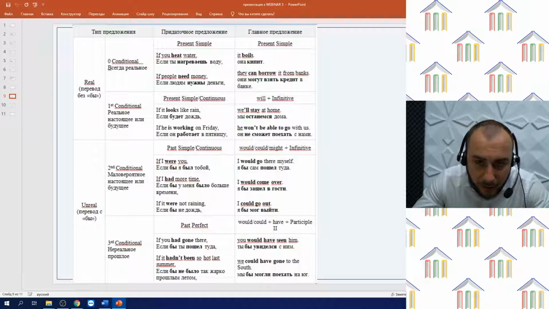If people need money, they can borrow it from banks. In first conditional we use in dependent clause present simple continuous.